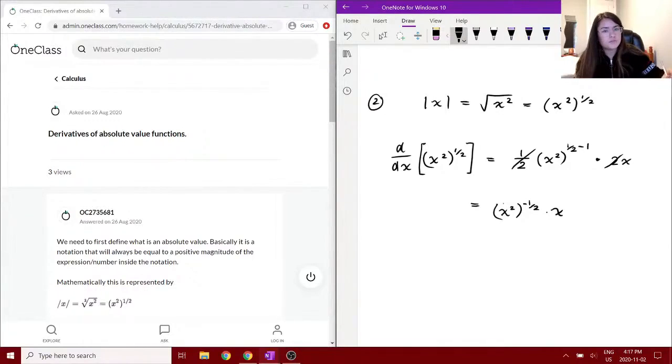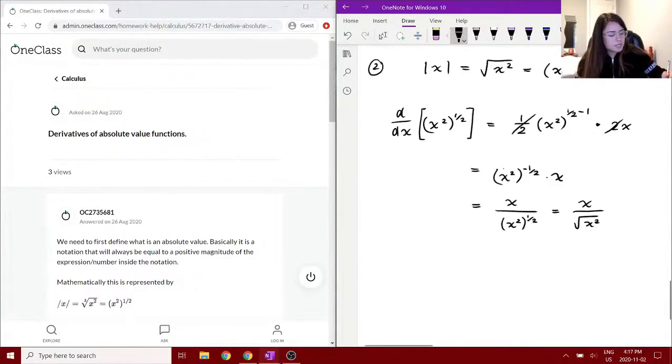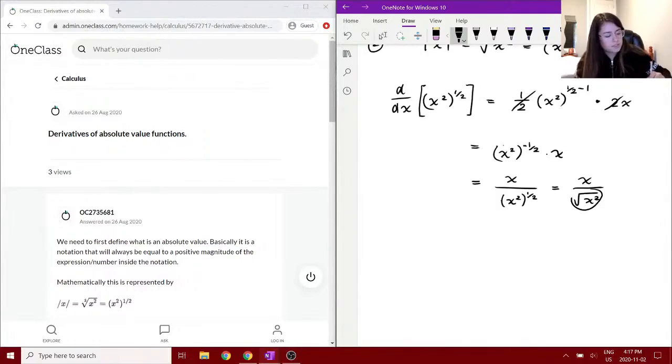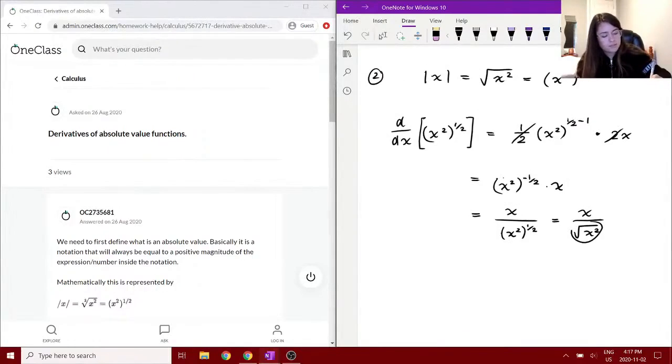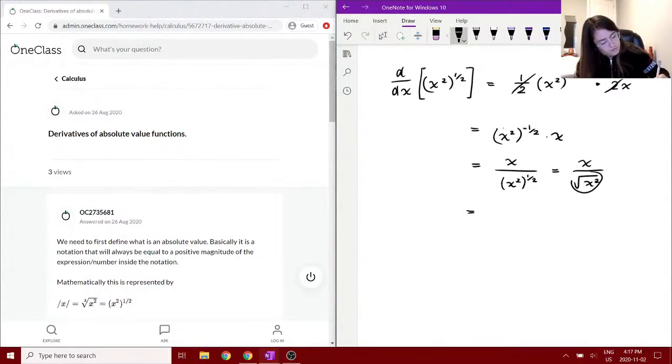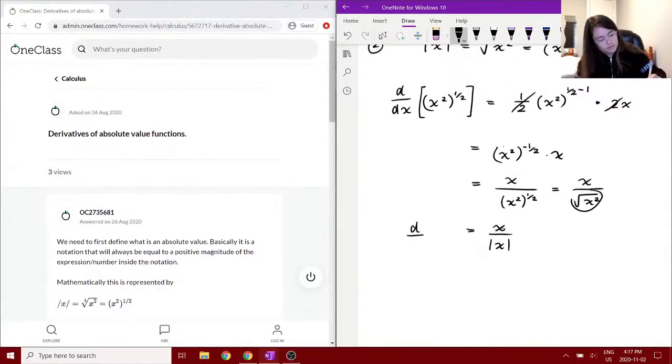Since it's minus, you can also write it in the denominator, and that will make the exponent now positive, x squared to the 1/2. Or, of course, you can write the 1/2 as a square root again, so you can visualize that. And as we stated at the beginning of this question, that is the same thing as the absolute value. So the derivative is equal to x over the absolute value of x. The derivative of the absolute value of x is equal to x over the absolute value of x.